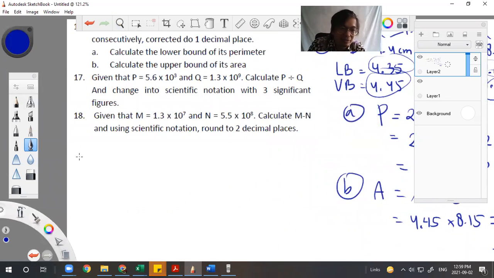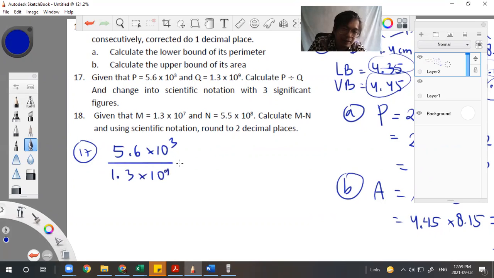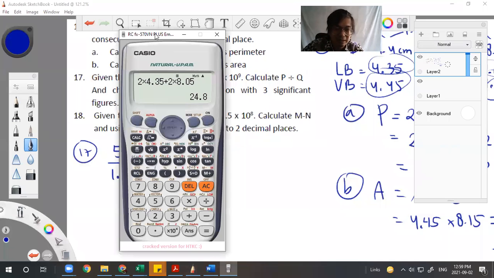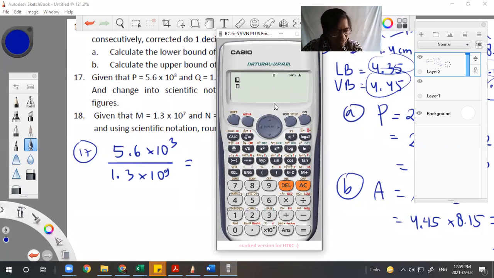So P divided by Q, okay, you may use your calculator. 5.6 times 10 power 3 over 1.3 times 10 power 9. Just use your calculator and you will get the answer. Again, you may use this calculator because if you don't, you have a messy answer. Look at the answer.